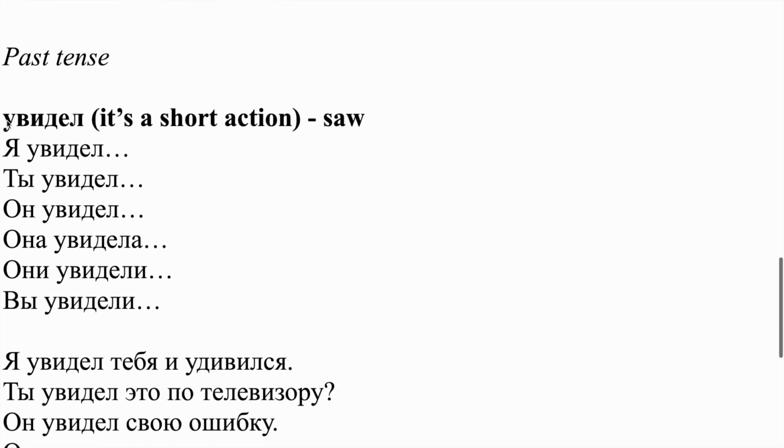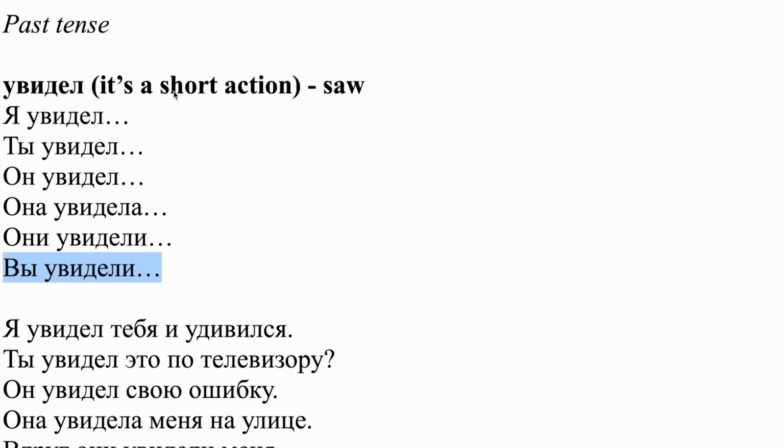One more time, for the first time, увидел. It's like a short action. I saw, я увидел. You saw, ты увидел. He saw, он увидел. She saw, она увидела. They saw, они увидели. And you saw, вы увидели. One more time, увидел. It's a very short action.